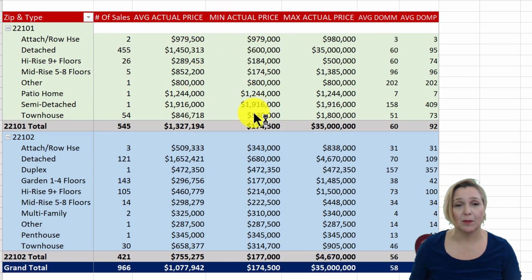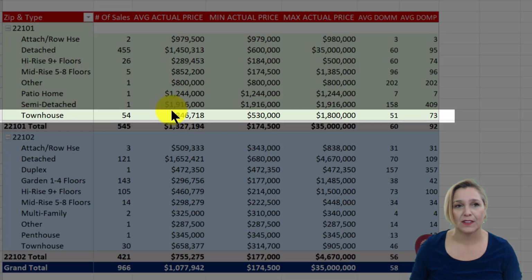And then we have the minimum and maximum so that you can have a good gauge on the range of pricing. For example, here you can see there were 54 townhouses in 22101, and the average price is $846. But you can see that the lowest price was $530, and then the highest price was $1.8 million.